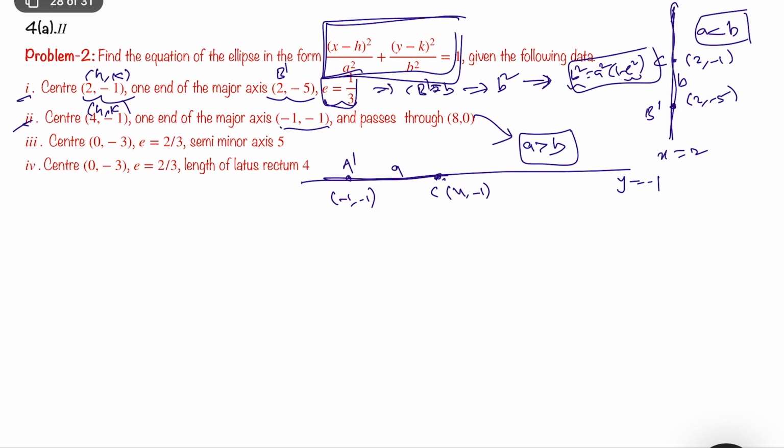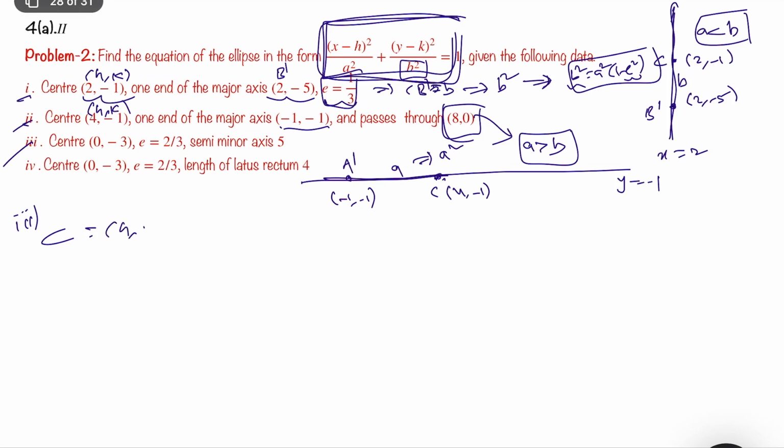Now you got the a value, so you can get a square. Now you know a square, and you know h comma k, all you need to figure out is b square. But what is given here? Eccentricity is not given, but it is given that this ellipse passes through the point 8 comma 0. Using that condition you can get b square directly. We don't need eccentricity here. Okay, fine.